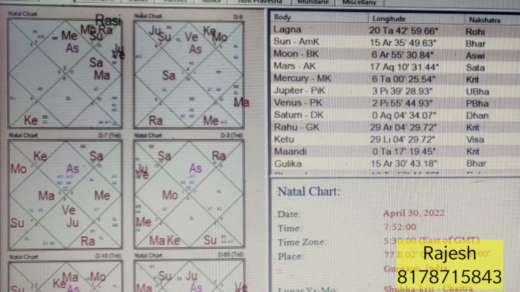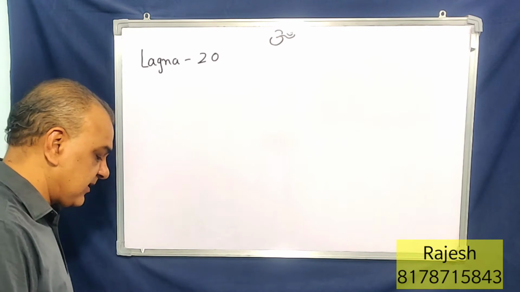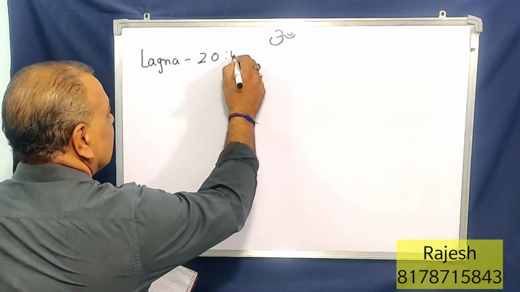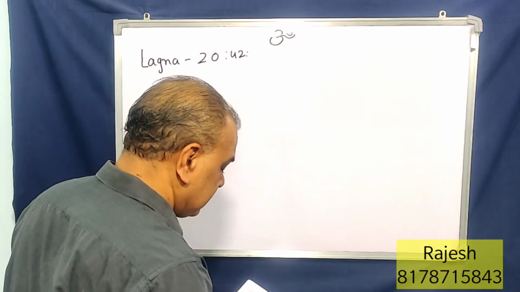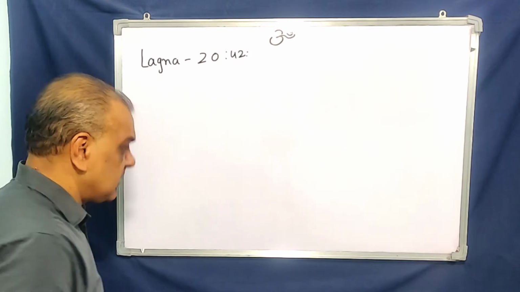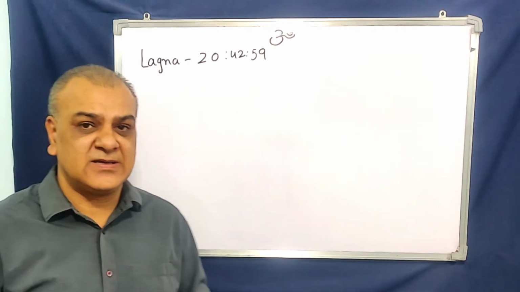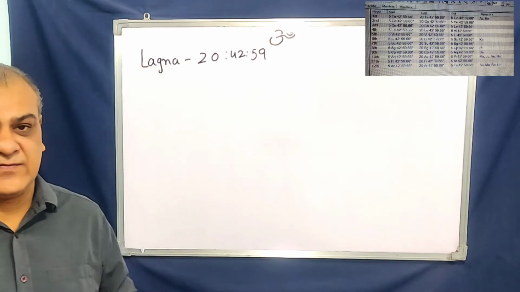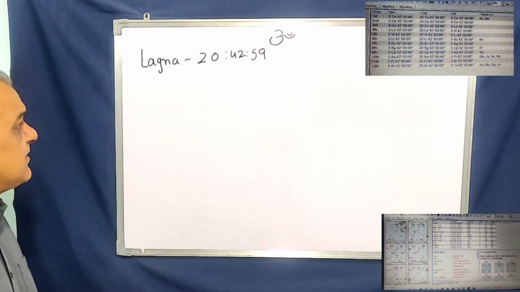So the lagna degrees, or the ascendant degrees, are 20 42 59. For this I have to take my notes so that I don't make any mistake. This is the degree of the lagna. You can see on your screen as well, I have already displayed the chart. So the lagna degrees are 20 42 59.